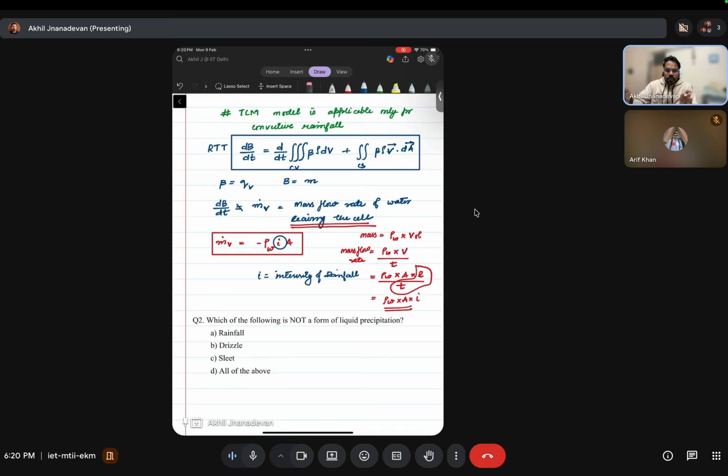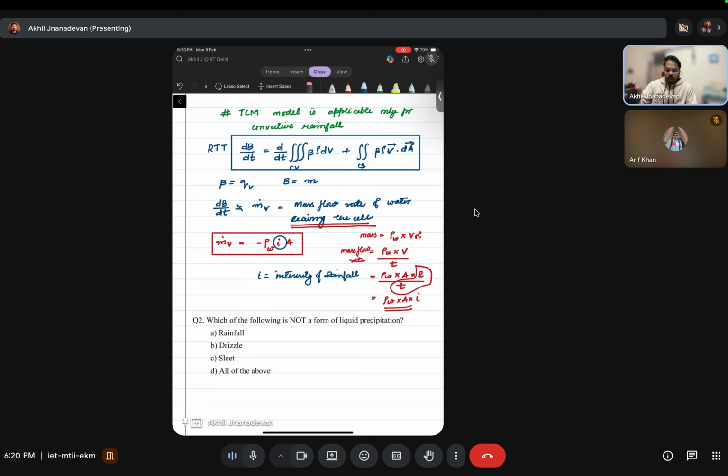Right, so LHS, we have the intensity term. RHS, the first term we can cancel because we are taking the case of a steady state, so the extensive property won't change with time. And the second term is a net outflow. Net outflow means the inflow minus outflow. So inflow, we can derive an expression, and outflow, we can apply RTT for a dry air case. Then we can get a simplified expression for I.